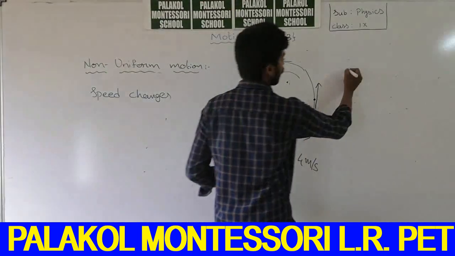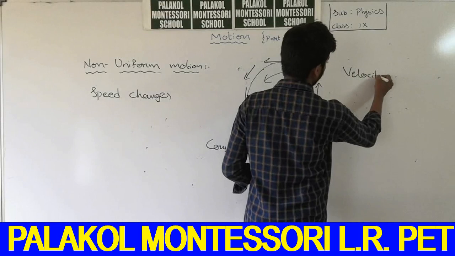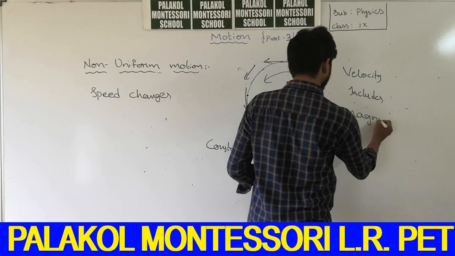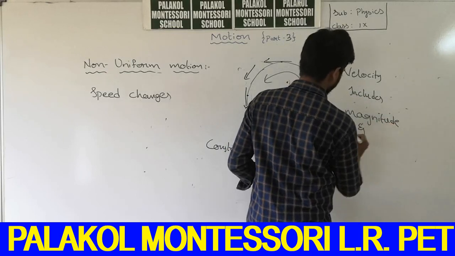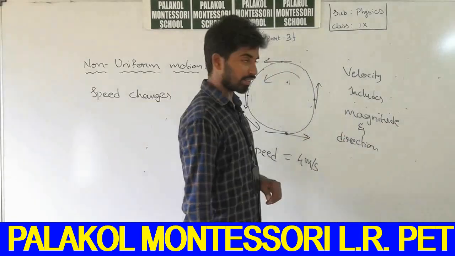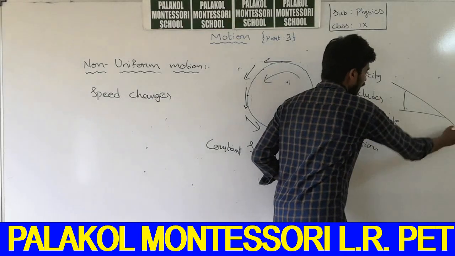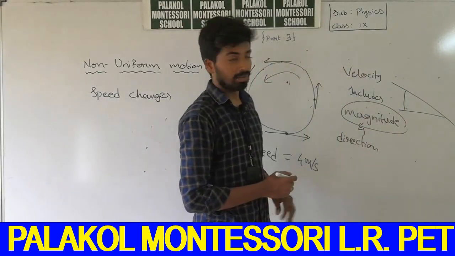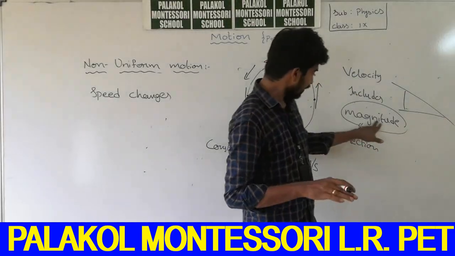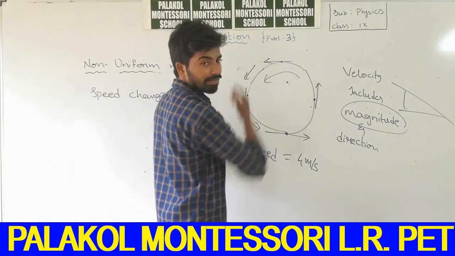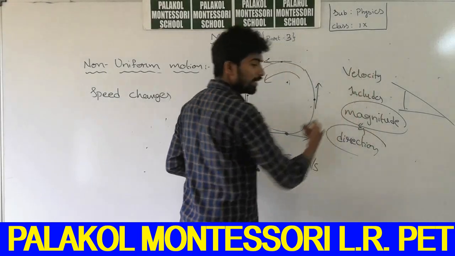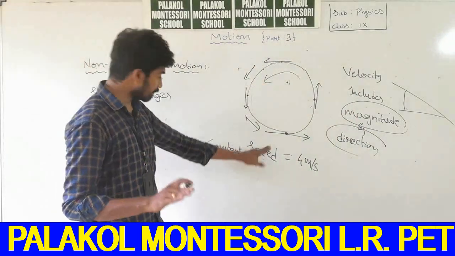Velocity includes magnitude and direction. In the previous example, the inclined plane, the magnitude of velocity is changing, but the direction is the same, only along the inclined plane. Here the speed is the same, but the direction is changing. So, the velocity is changing. Here the velocity is not constant, though the speed is constant.